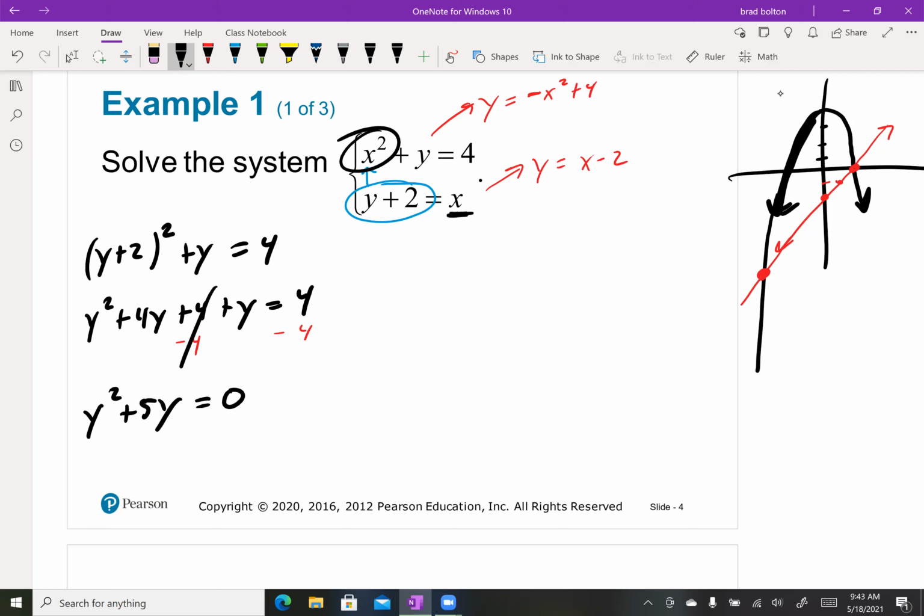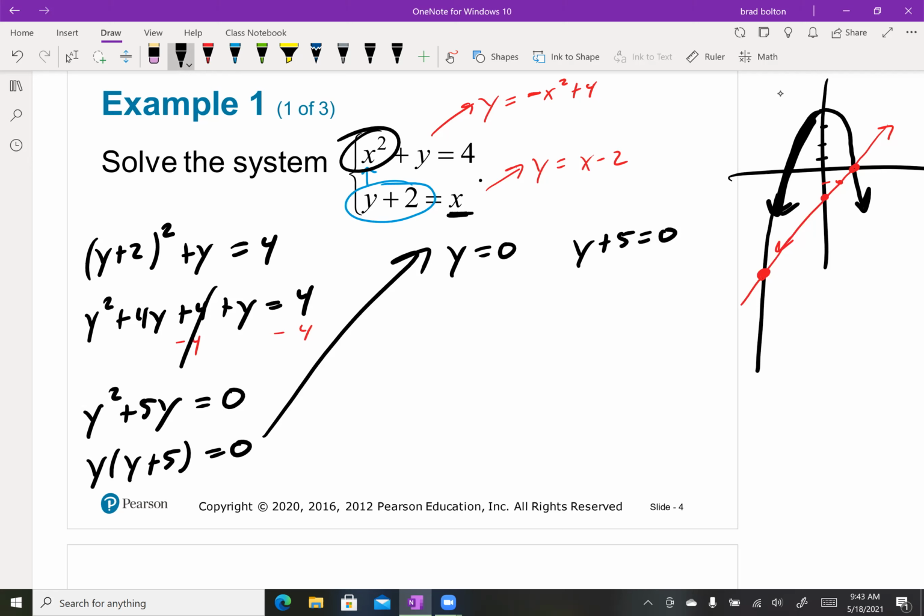Okay. So now I know that I can change this to y times (y plus 5) by factoring out a y. And then over here, I'm going to set y equal to 0, and I'm going to set y plus 5 equal to 0. Okay, so now let's solve this real quick. So we have y equals -5. So y equals 0 and y equals -5 is our two solutions.